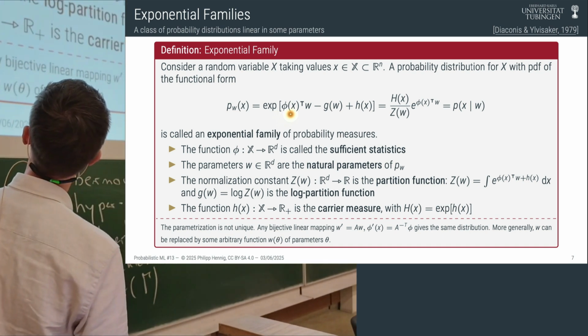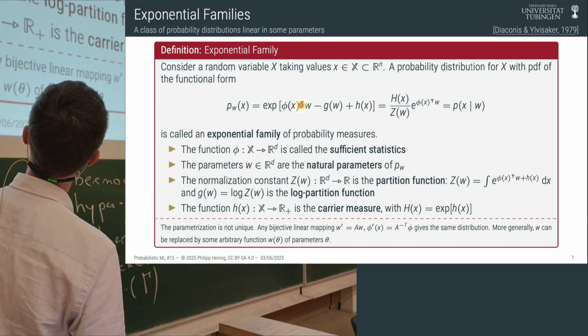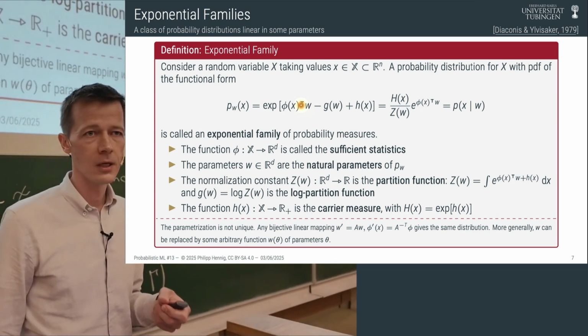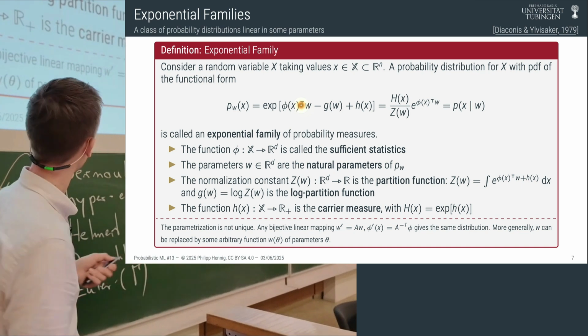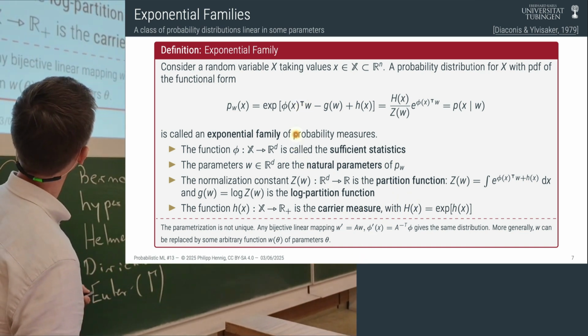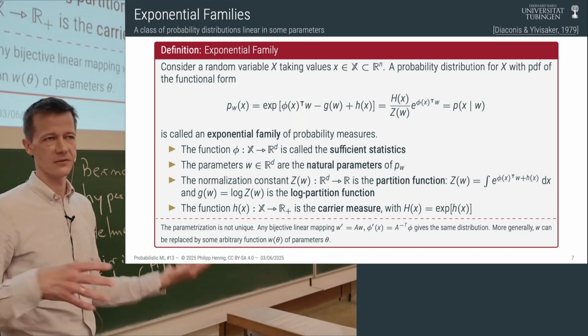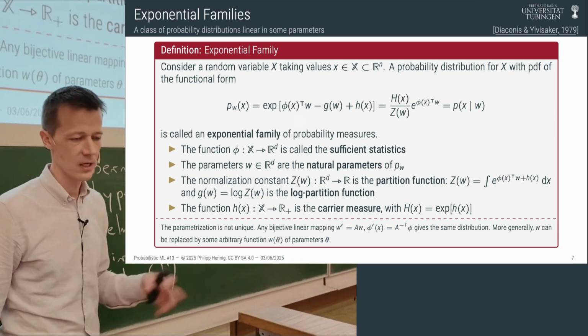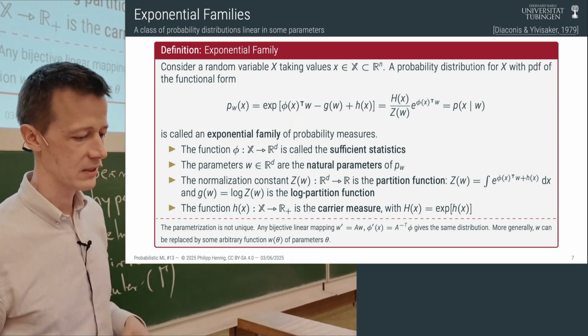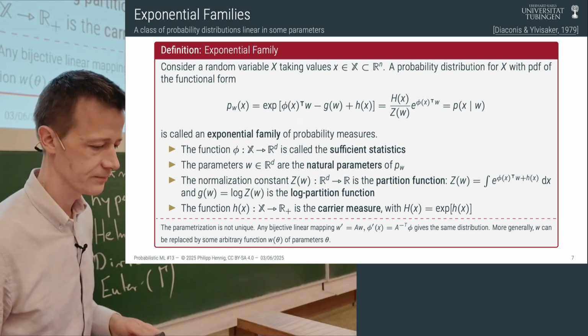Another thing I could do is put a 1 in between phi of x and w, and then split that into a map and its inverse, some invertible linear map, that's down here. And then you would get the same distribution, but different w's and different phi's. So up to such isomorphisms, this is a unique definition. Everything else just really doesn't matter, doesn't change the distribution itself.